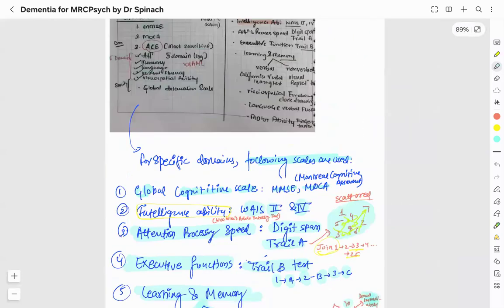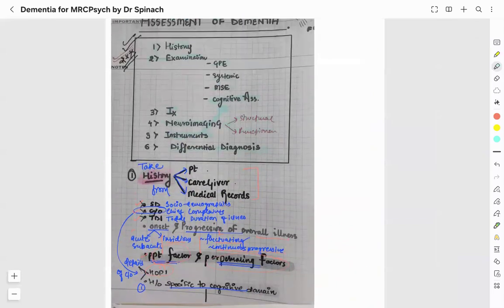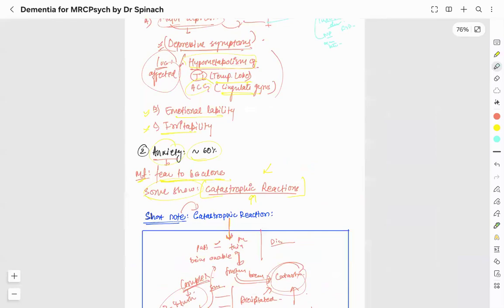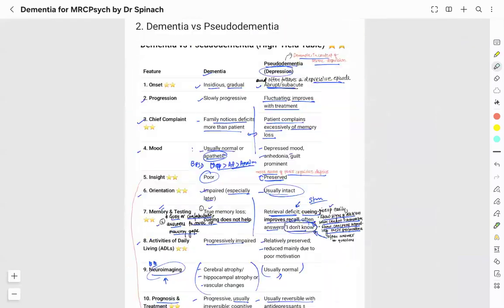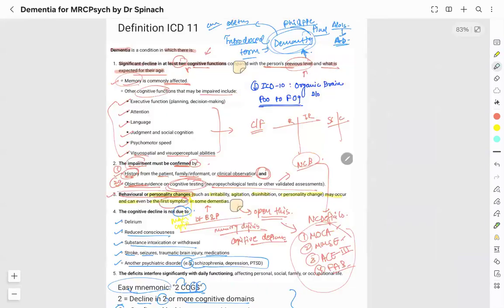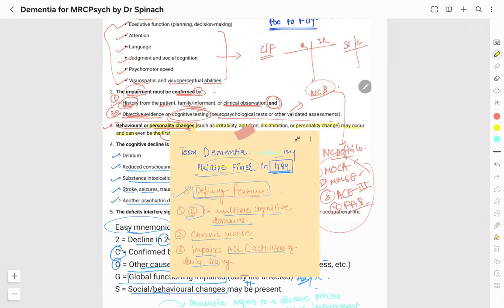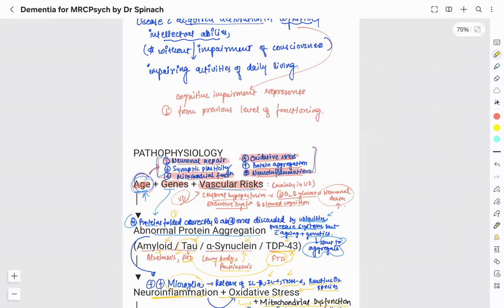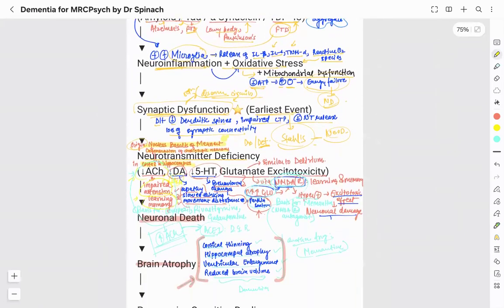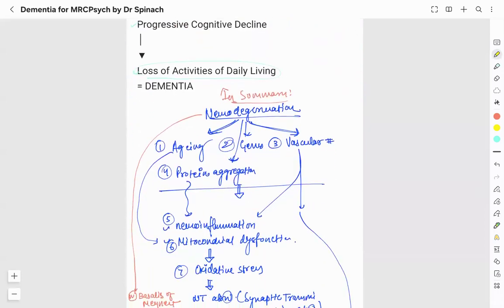So I think this is the whole thing, and we can end the session here today. Just recapping what we learned: we started with the ICD-11 definition of dementia. We saw who introduced dementia to us and the defining features of dementia. Then we saw the pathophysiology of dementia, and using that, we found out what drugs we can use for dementia.